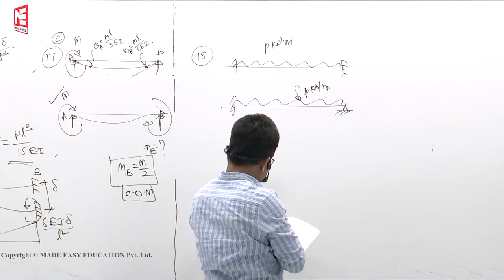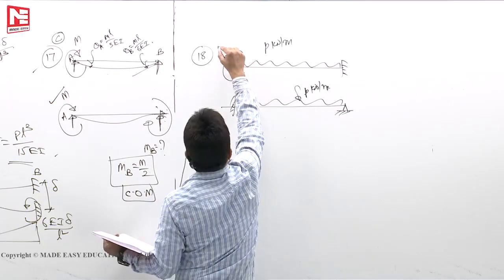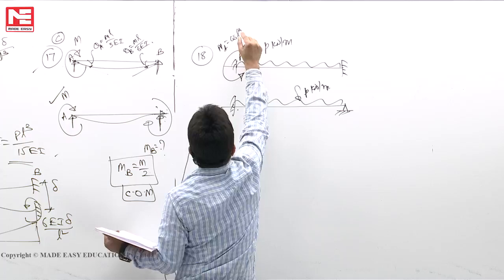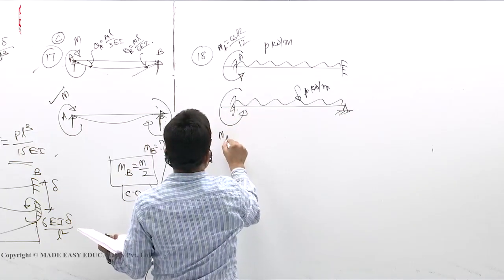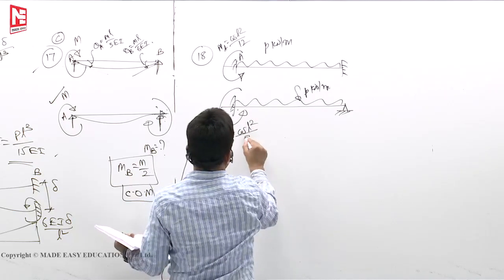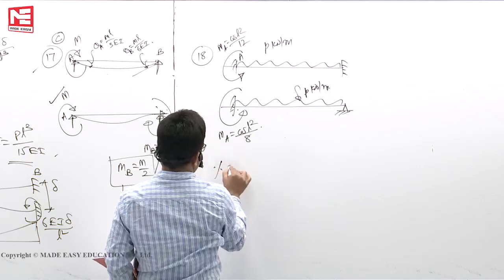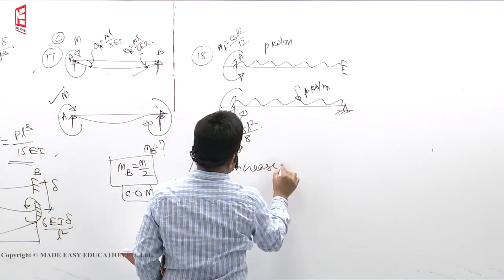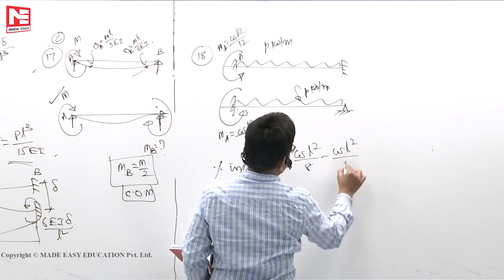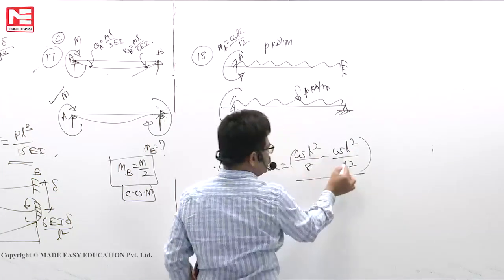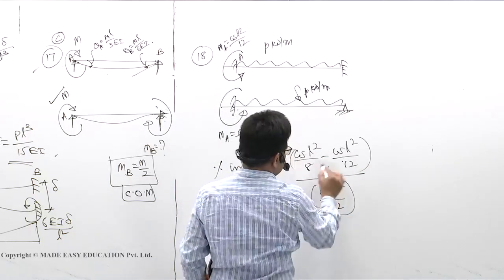The percentage increase in the bending moment at A. What is the bending moment at A in the first place here? MA, we know it is WL square by 12. Now for this case, MA is WL square by 8. Then how much did the bending moment increase? Percentage increase. Earlier it is WL square by 8 minus WL square by 12. Right? This is the increase for WL square by 12. So how much will we get?